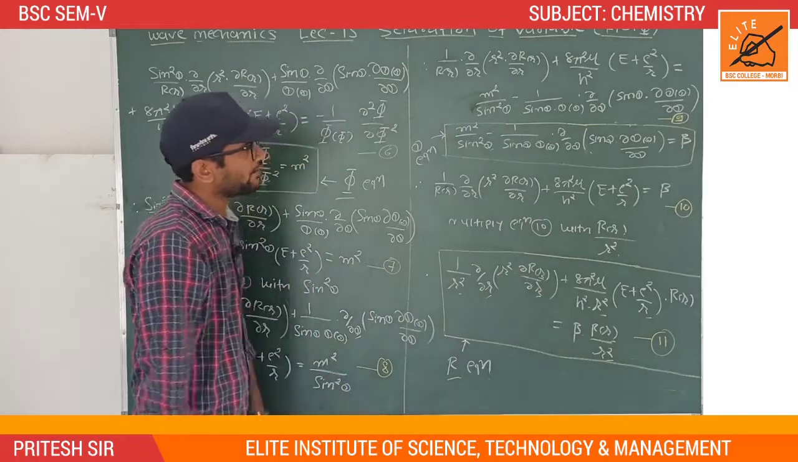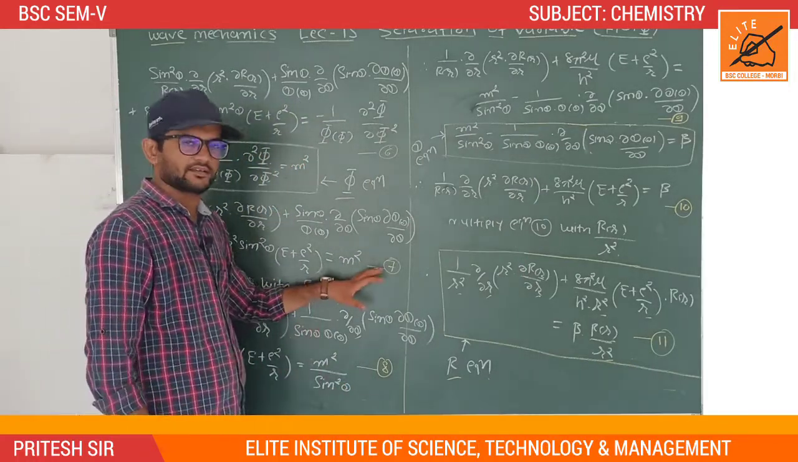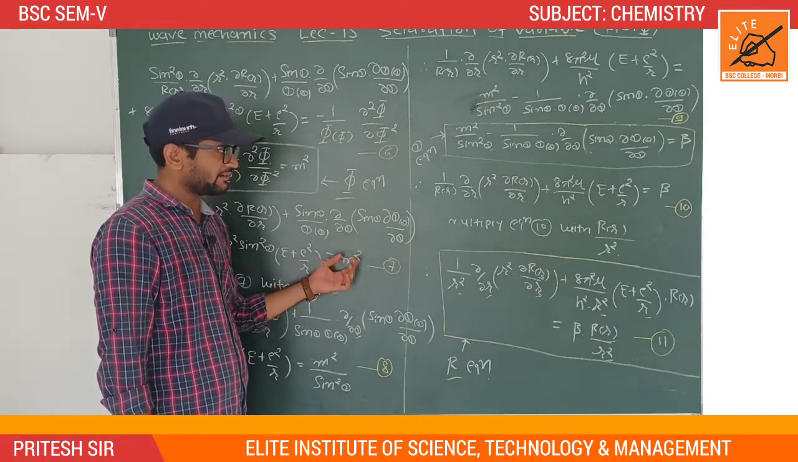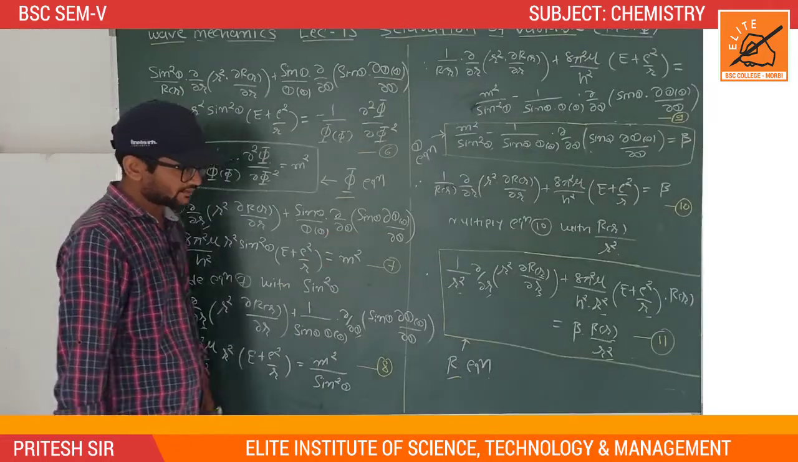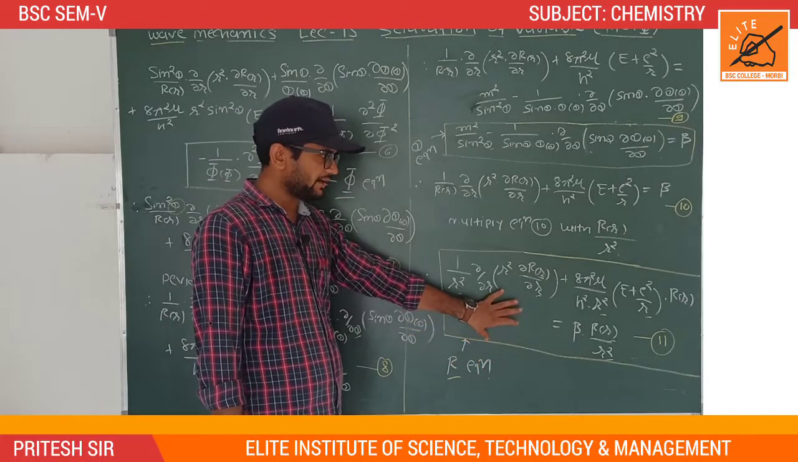So we separate out all the three variables in the Schrodinger equation. This is not an easy theory. This theory contains many more mathematical calculations. Okay, so this is not a simple theory. So this is equation number 11 and I completed all the theoretical parts of wave mechanics.